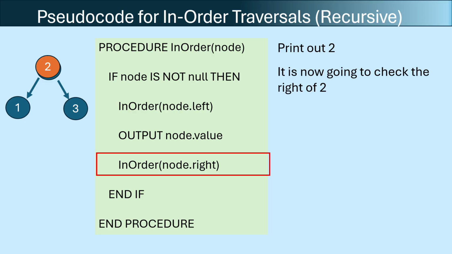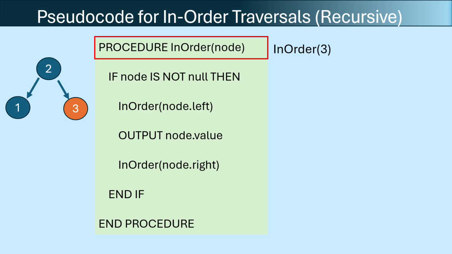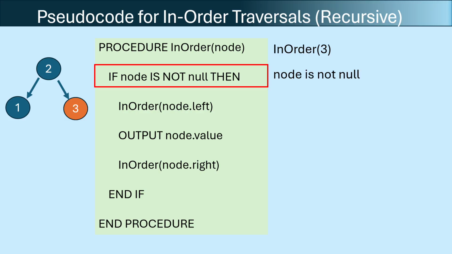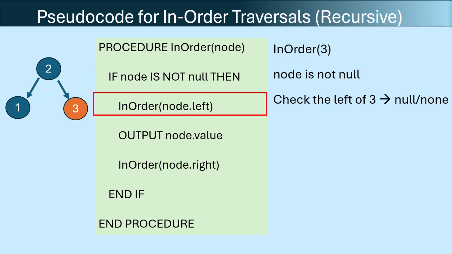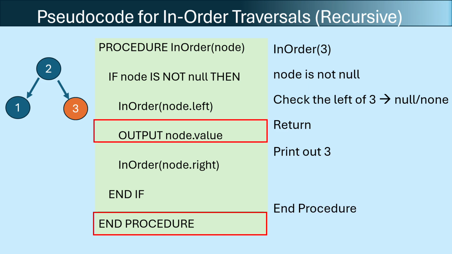Then we're going to now check the right side of 2. Checking the right side of 2, well, the right side of 2 is 3. So in order 3, it is not null. We're checking the left side. Well, the left side is null. So we're going to return and print out 3. Now the right side is also null, so we need to end the procedure.